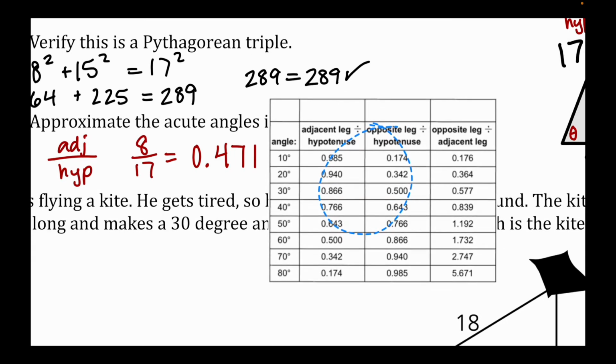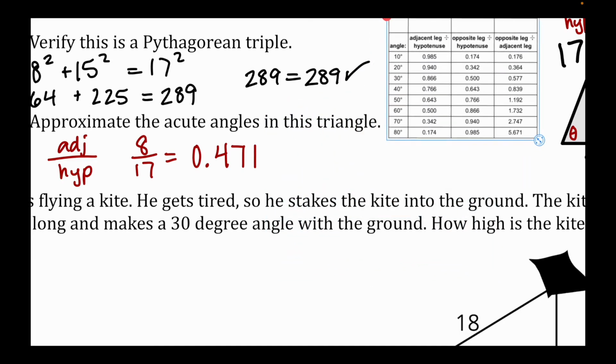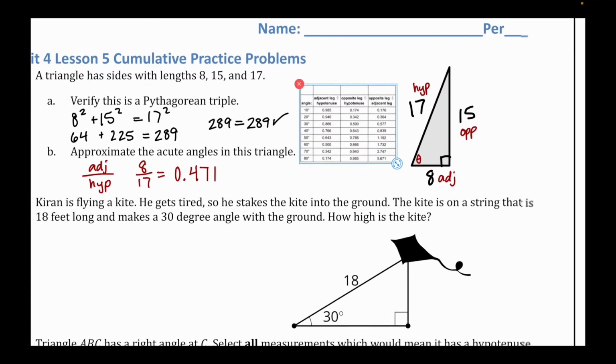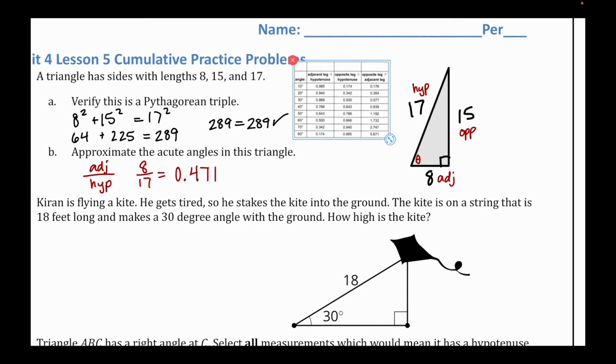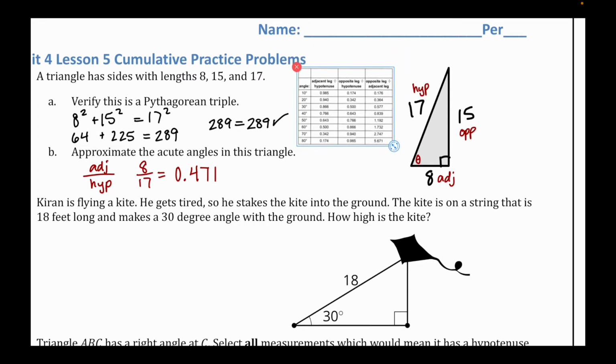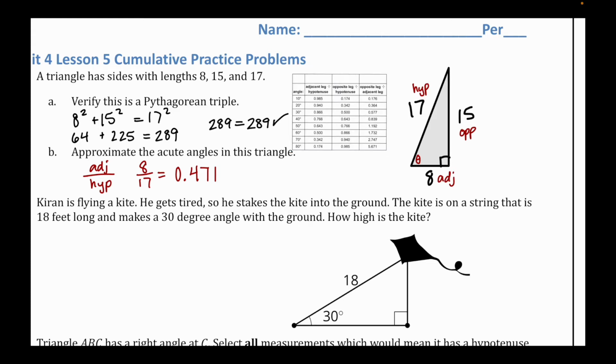Let me grab this and make it a little smaller and scoot it to the side. I want to show some of my stuff here, and I'm going to delete my little table afterwards. So let's say angle theta, that's going to be between 0.342 and 0.5. It's pretty close to 60, but so I might call it like 63.